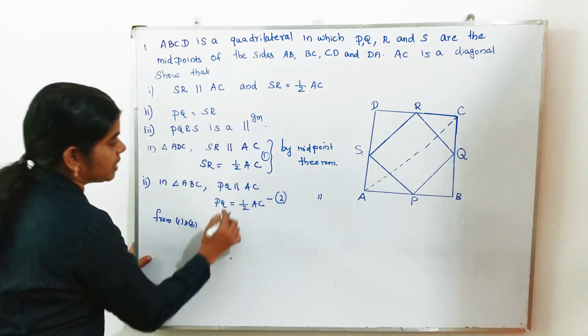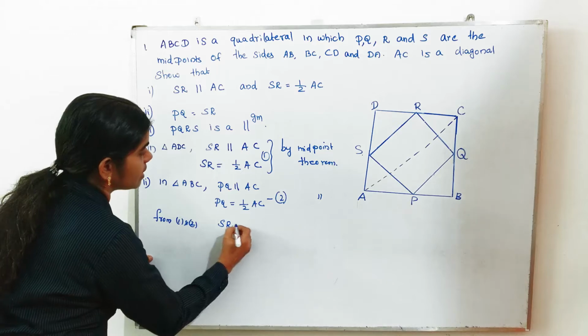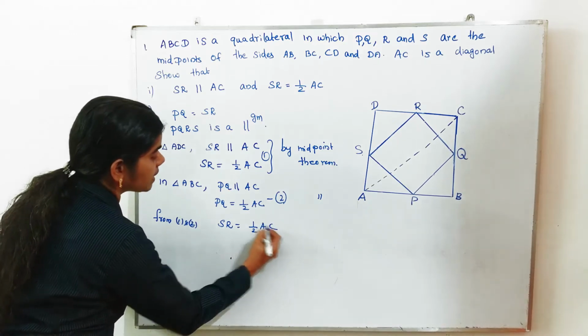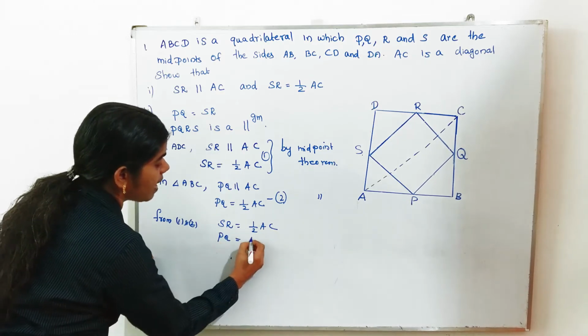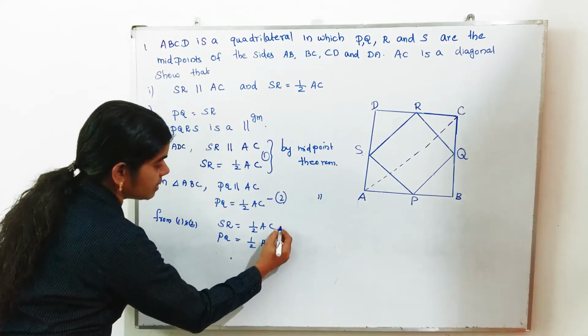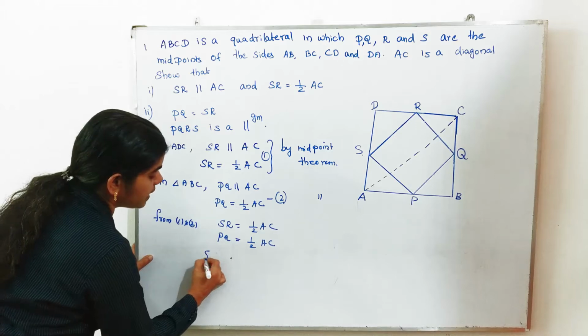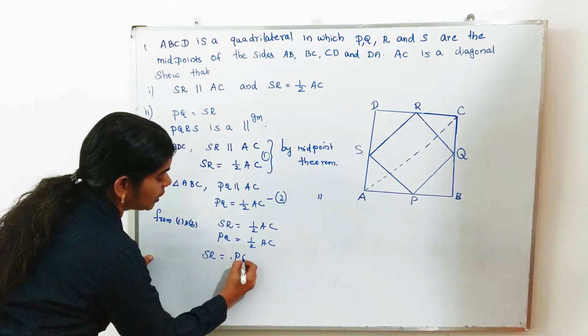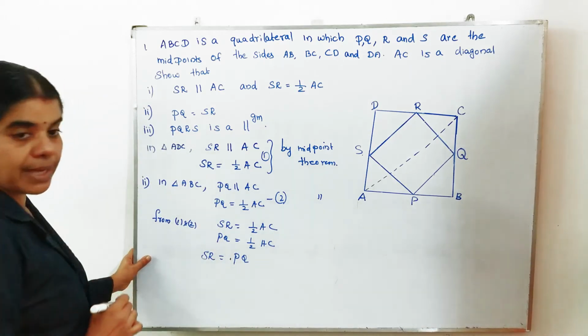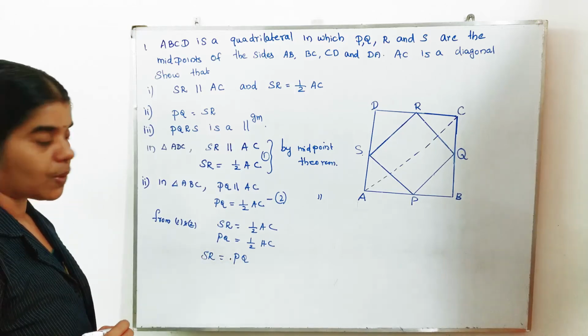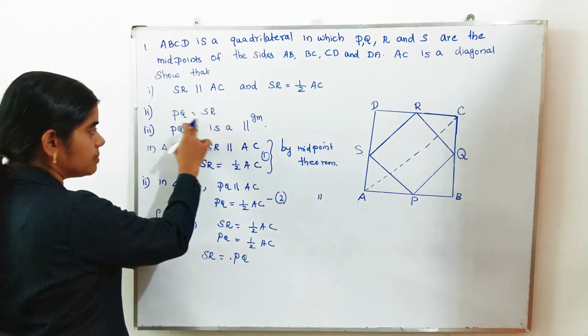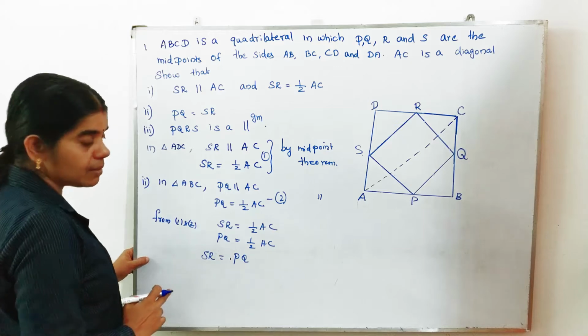From 1 and 2, we can take that SR equals half AC and PQ equals half AC. Then from 1 and 2, the right sides are both equal, half AC. So we can write that SR equals PQ. Okay? SR equals PQ, you got. That is what we wanted: PQ is equal to SR, which we already proved.